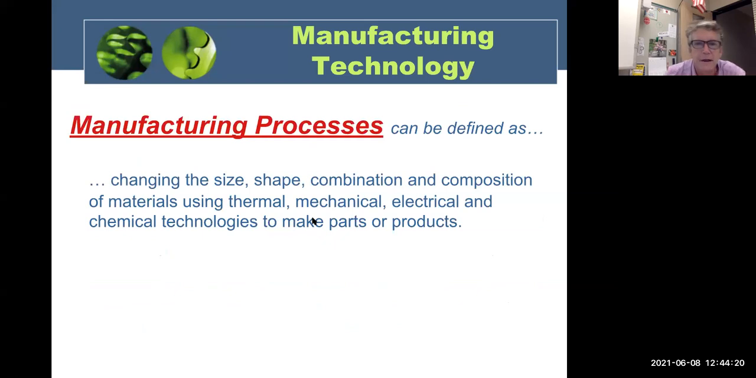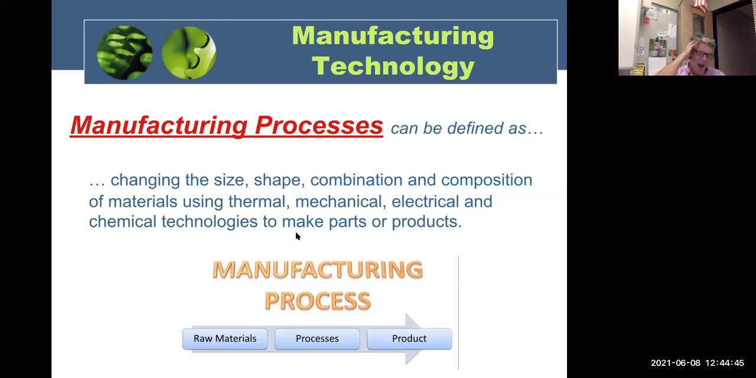All right, here's our second definition. Manufacturing processes can be defined as changing the size, shape, combination, and composition of materials using thermal, mechanical, electrical, and chemical technologies to make parts or products. Wow, that's a mouthful. The manufacturing process takes raw materials, processes them, and creates a product.